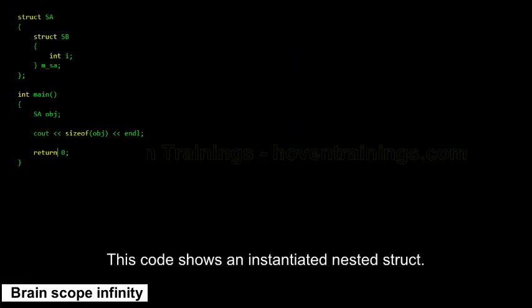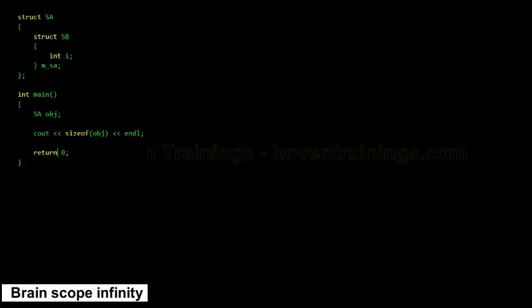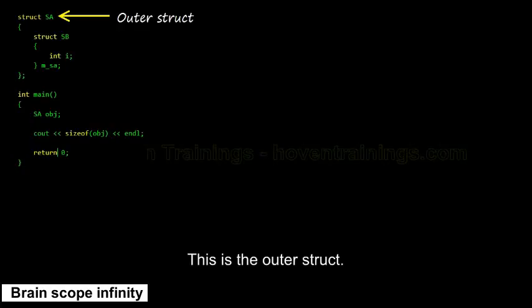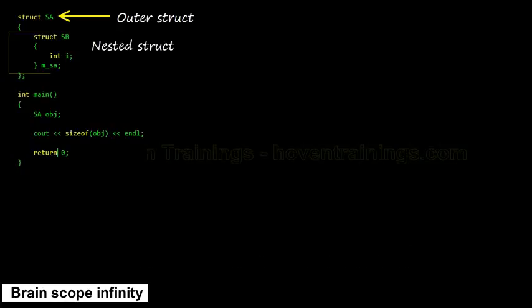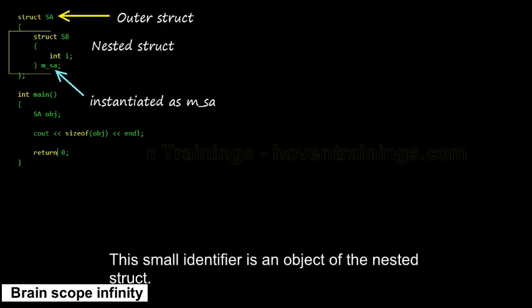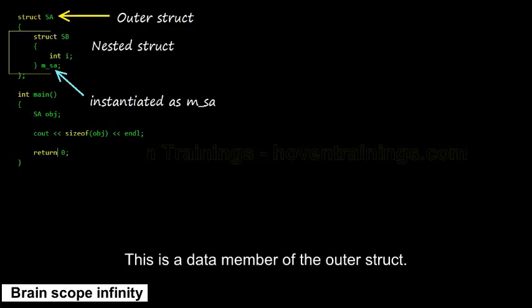This code shows an instantiated nested struct. This is the outer struct. This is the nested struct that contains an int. This small identifier is an object of the nested struct. This is a data member of the outer struct.